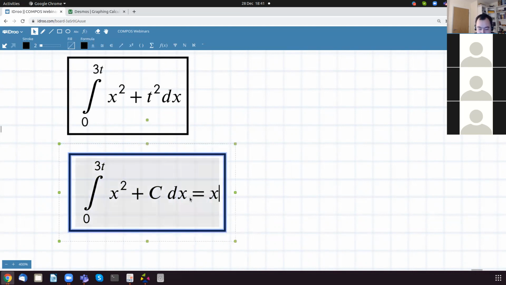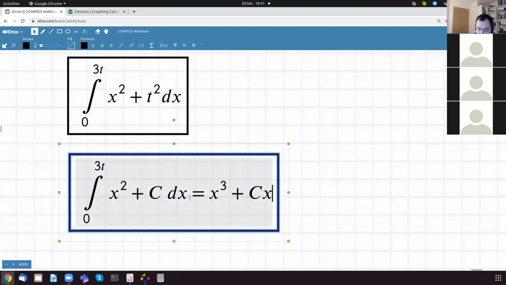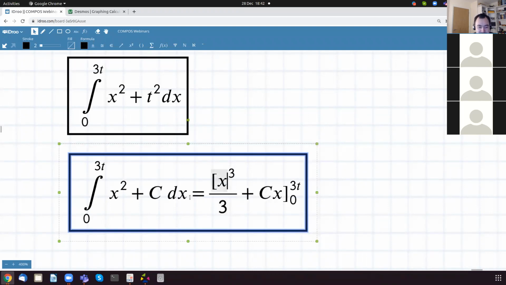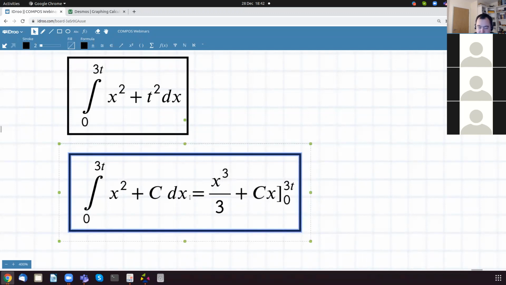This is going to be x cubed over 3 plus cx, and then you do the limits. So this is from 0 to 3t, and you substitute. Yes, thank you so much. x cubed over 3, of course. Thank you for paying attention.